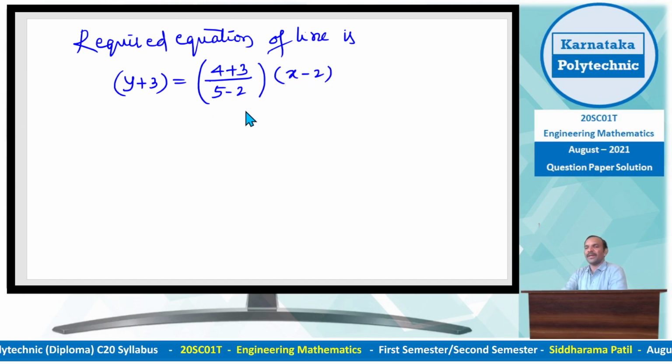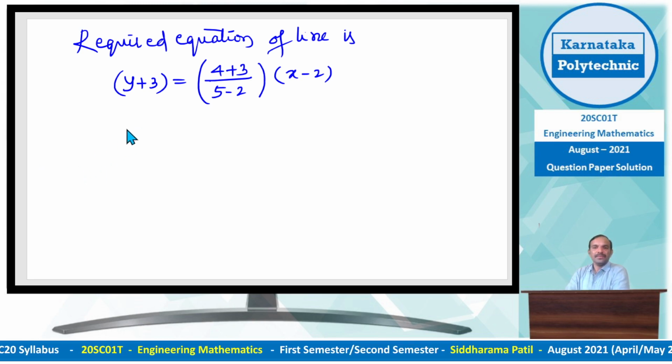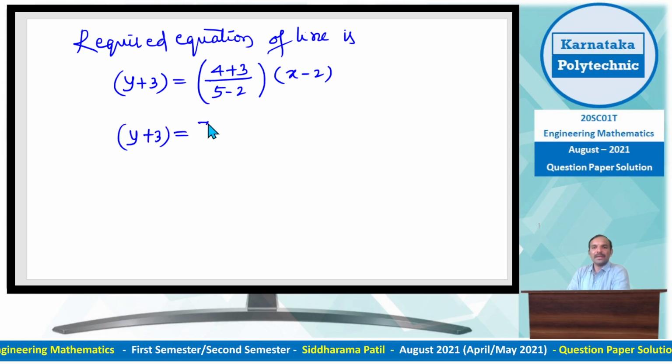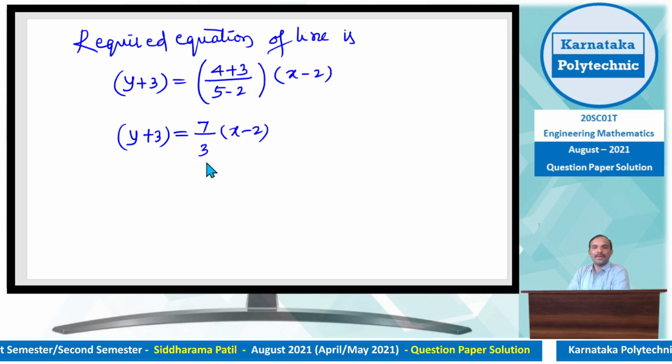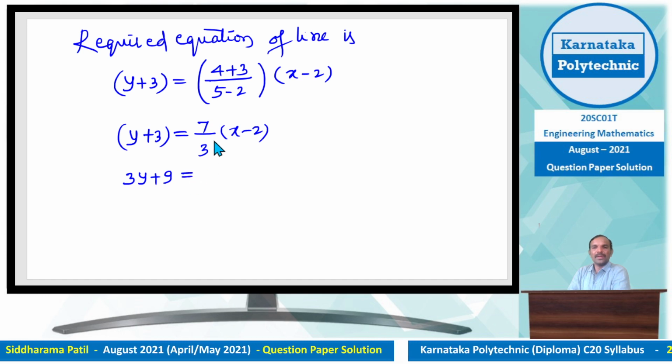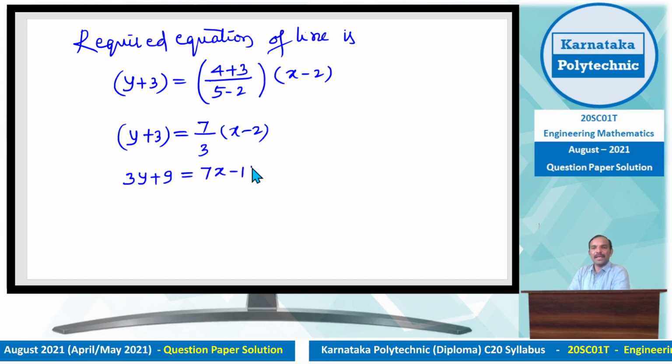You have to simplify now. That is y plus 3 equal to 4 plus 3 is 7 divided by 3 x minus 2. Cross multiply 3 into y. 3y plus 9 equal to 7 multiply, 7 into x, 7x minus 14.